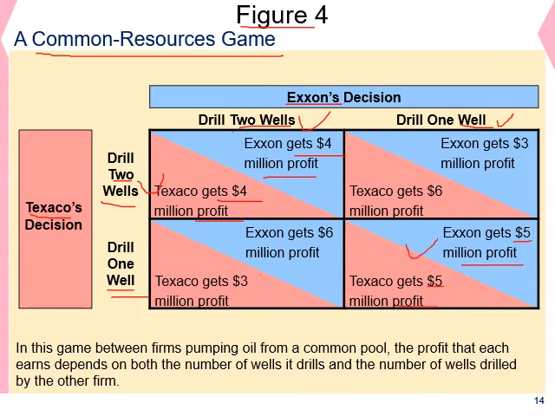But the dominant strategy is a Nash equilibrium, which is what is actually going to happen, because both will try to cheat and build two wells.